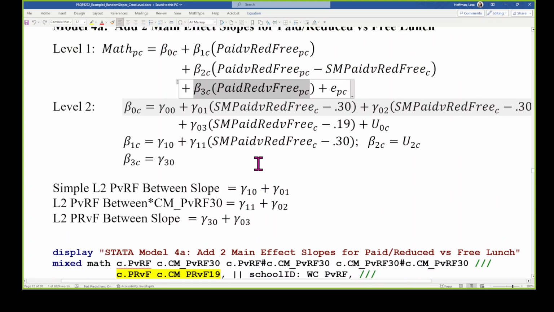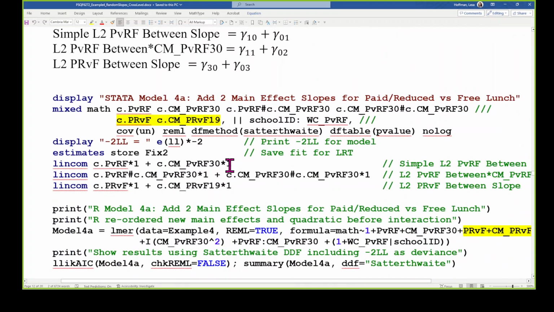So I went ahead and unsmushed it for the sake of time here. So I put in the contextual effect that goes with it. That proportion I centered at 0.19 based on the means in the data. So what's the SM? School mean. Yeah, I went SM today. I probably could have done CM. My bad. I can go back and fix it, as long as I know what it is. SM is school mean.